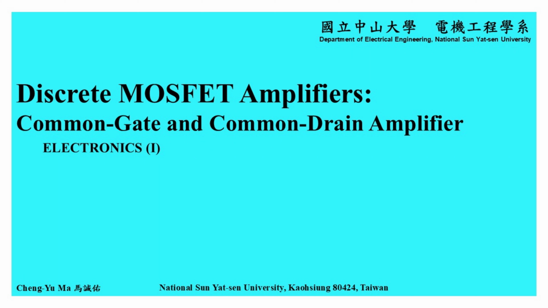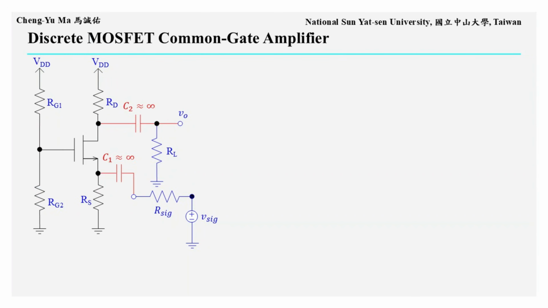Hello, everyone. In this section, we will introduce the discrete MOSFET amplifier circuits for the common gate and common drain amplifier configurations. In the previous video, we finished the discrete circuit analysis of the MOSFET common source amplifier. Next, we move on to the MOSFET common gate amplifier.